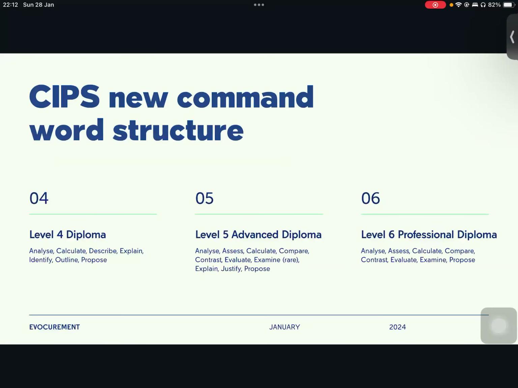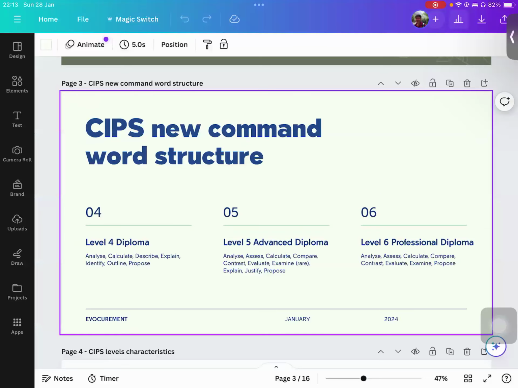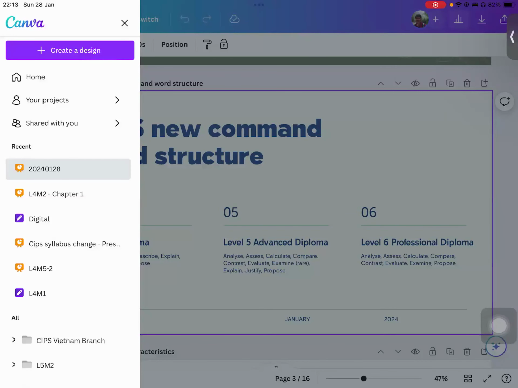The second new thing is the introduction of the new syllabus. And actually, I already talked about this in the previous event. If you missed that, we can send you the recording. And I already summarized some key features in level 4. I can show you here.